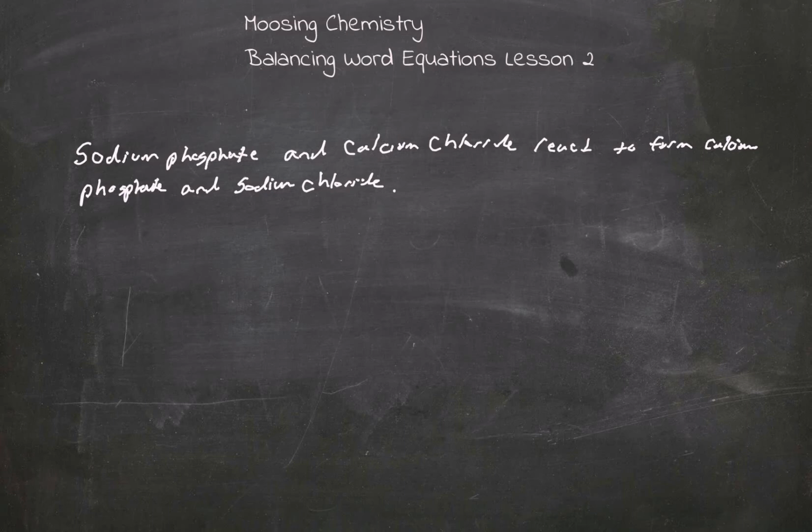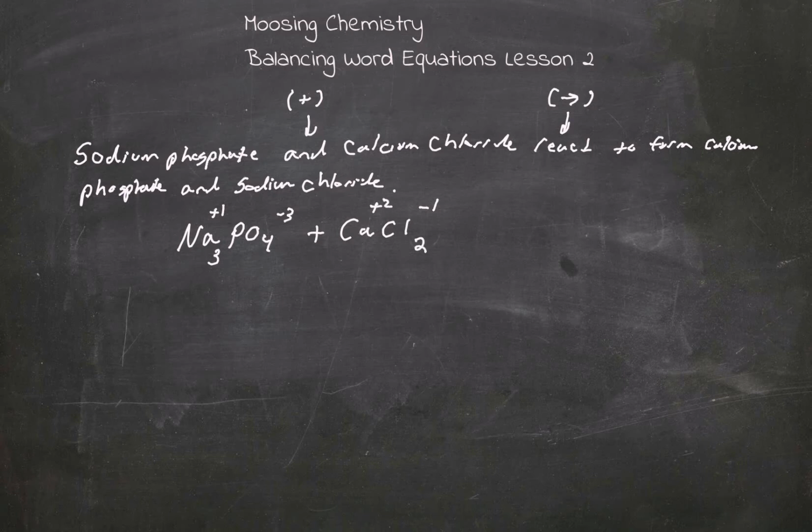All right, now we need to write this equation. Remember that this is a plus sign, and this means a yield sign, and that yield sign tells us the direction of the reaction. So sodium phosphate, sodium's Na, phosphate is PO4. Knowing that phosphate has a minus 3 charge and sodium has a plus 1 charge, we do the crisscross and we put the 3 there. And the "and" sign is a plus sign, so this is calcium chloride. Again, chloride has a minus 1 charge, calcium has a plus 2 charge, so we crisscross again.